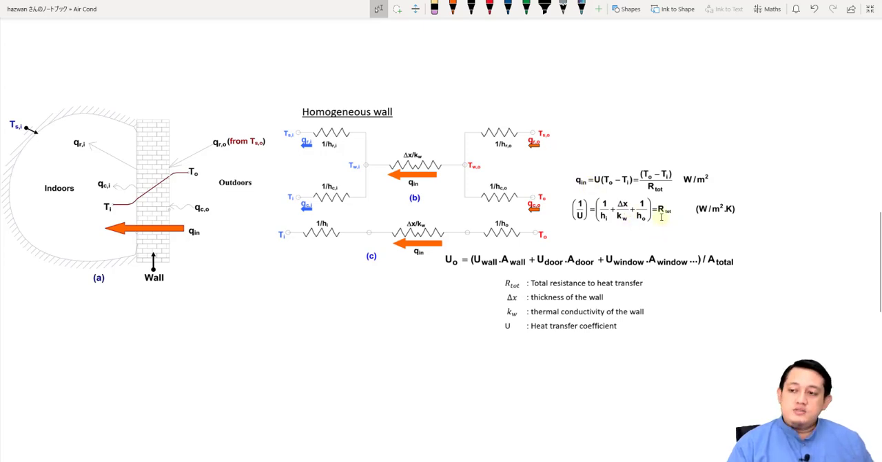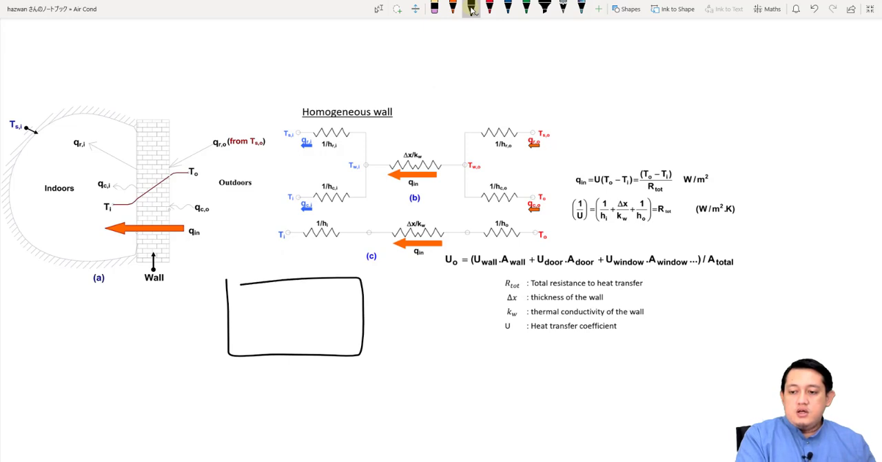Another way to calculate U here is by using this one, UO. So what is this UO here? Let's say we have a surface, a wall. Let's draw a wall. In this wall we have a door, and we also have a window.